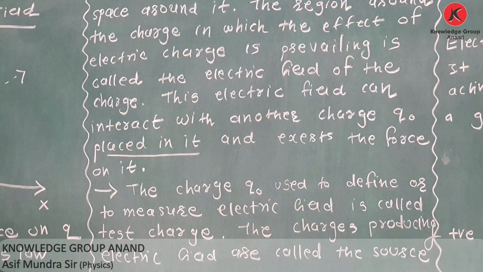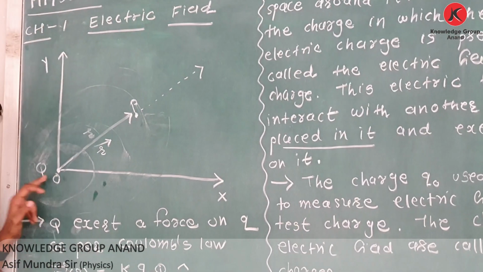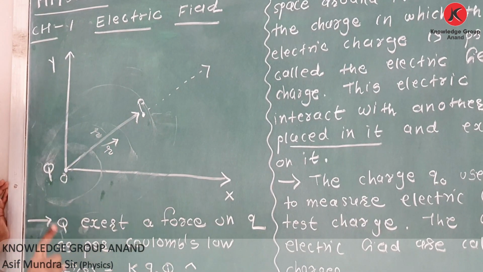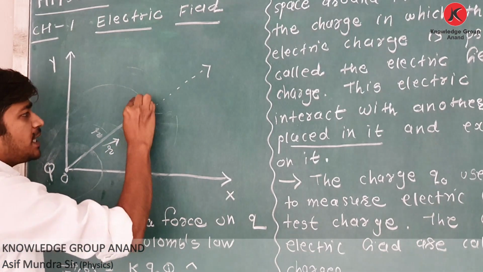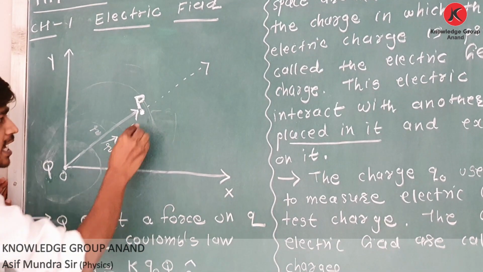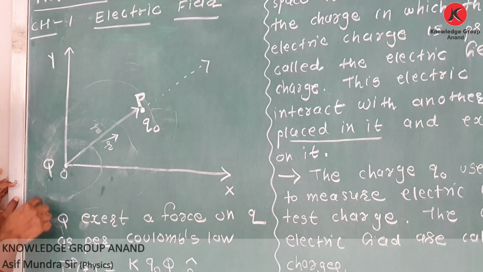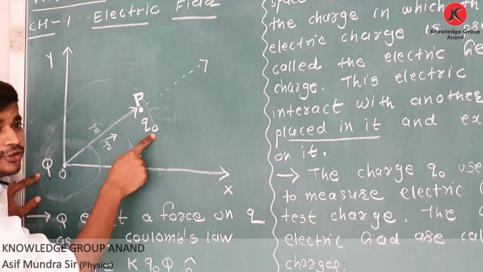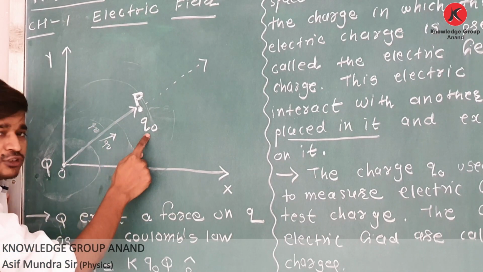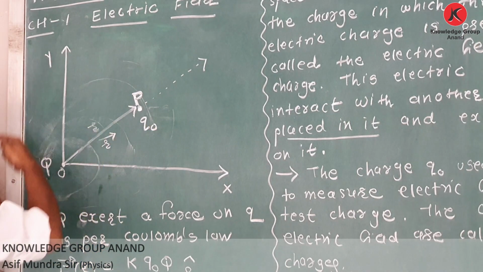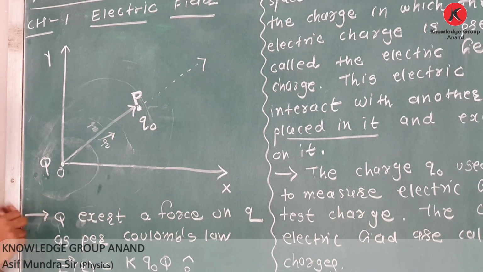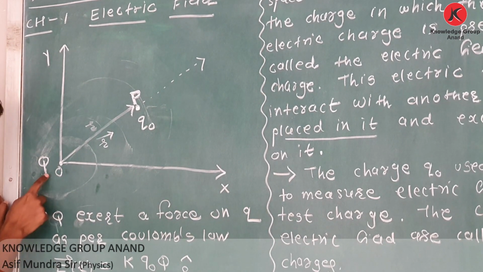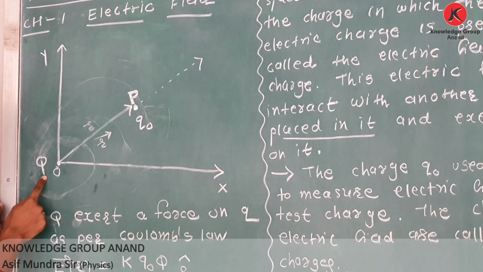See, understand here in the figure. It is charge Q. This charge Q produces some electric field. If this point P is in the electric field and I place q0 charge here, then due to this charge Q, force is acting on q0 because this q0 charge is in the electric field of this charge Q. Clear? Okay, now let's see how to find electric field due to any charge.